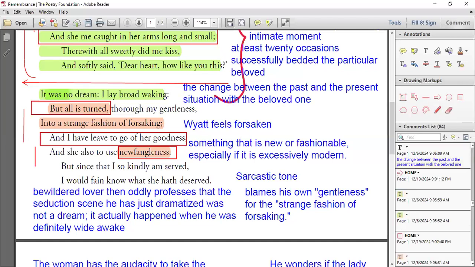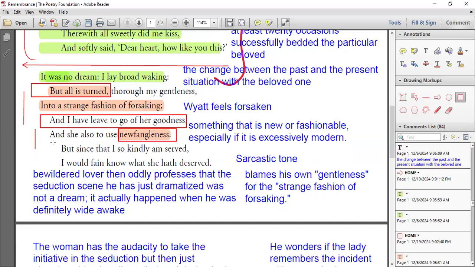Okay. And towards the end, look at the last tone. She deceived me, and I believe that she will also be deceived by somebody. But since I so kindly am served, I was so kind, but I was not returned that same kindness by the lady, because now she has turned the attention to somebody. I would fain know what she hath deserved. I'm waiting to know that she will also be forsaken by some other man whom she believed very much.